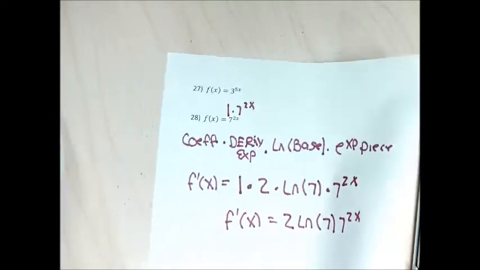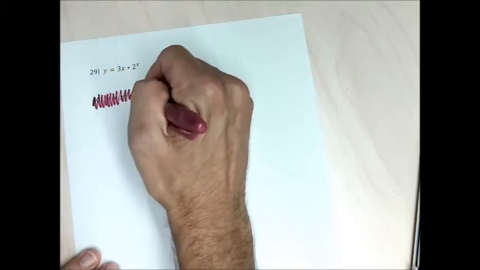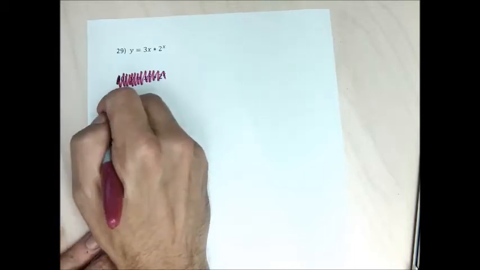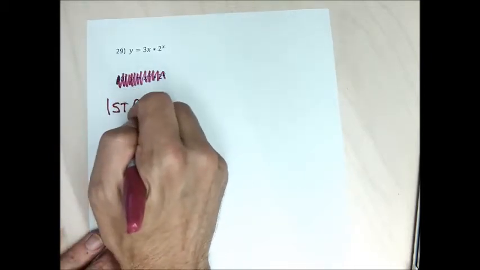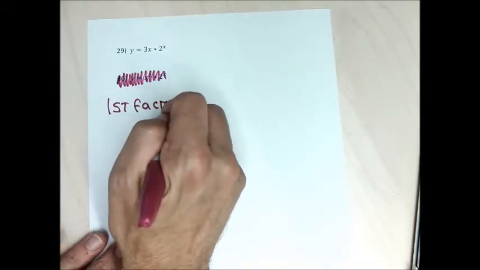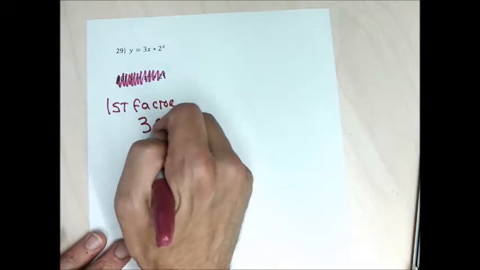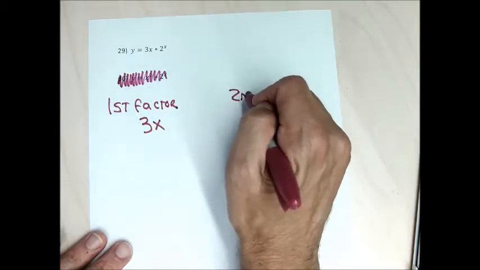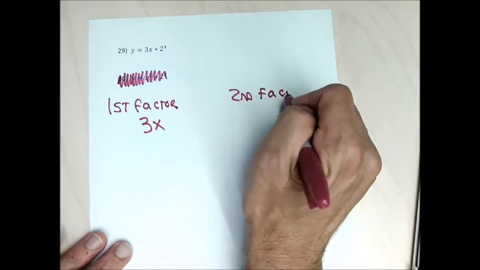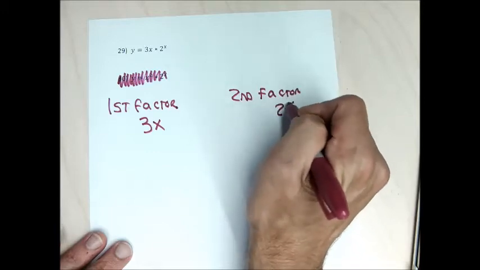Let's do 29 together, skip 31 and 32, and call that the end of this half of the video, because we're already pushing an hour. So let's do 29. So 29's multiplication, and in both pieces have an x, so I need the product rule. So I need the first factor, which is going to be 3x. Second factor, which is 2 to the x.